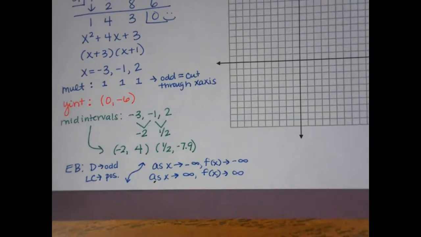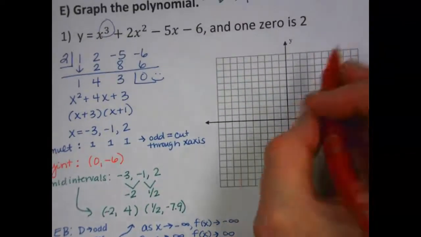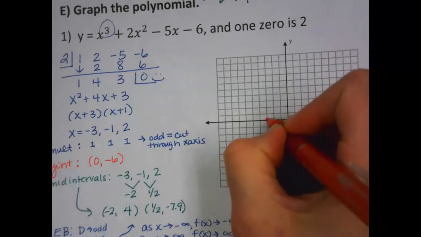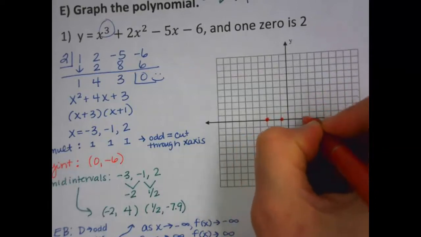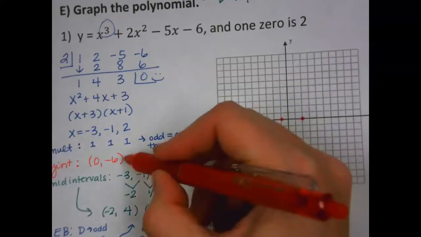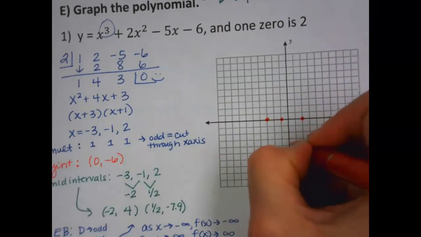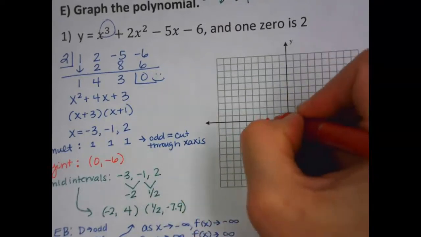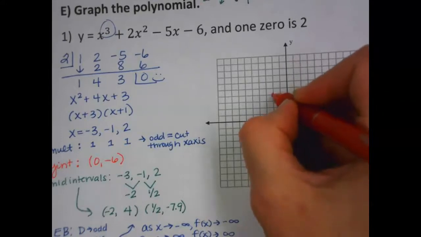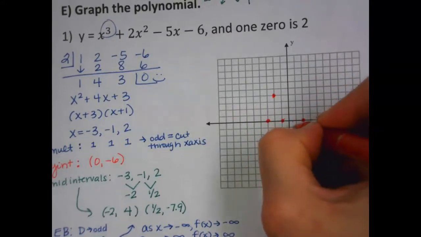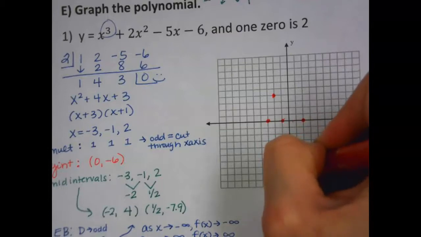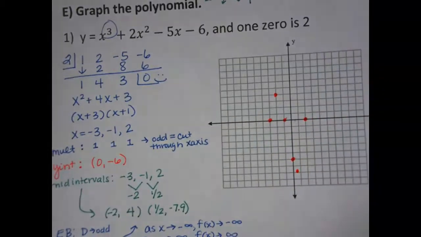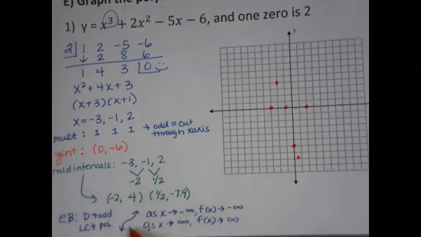All right, so I find all of that stuff, and now I go back and start putting it on the graph. So I'm going to put my x values on there first, my x-intercepts: -3, -1, and 2. I want to put my y-intercept on there. 1, 2, 3, 4, 5, 6. Then I'm going to put my mid-intervals: (-2, 4) and (1/2, -7.9).